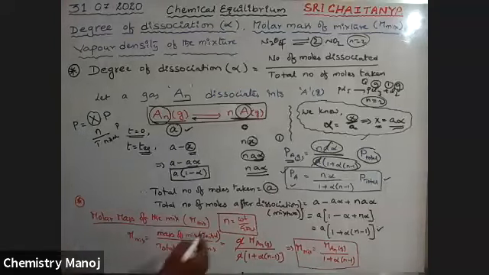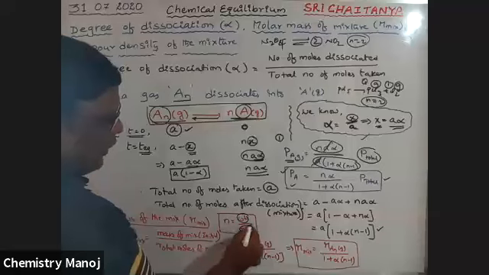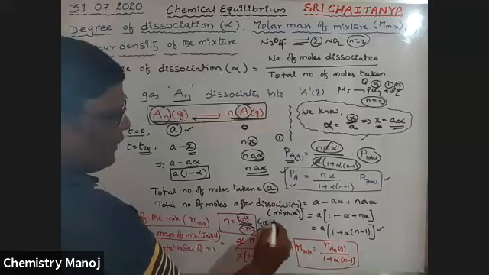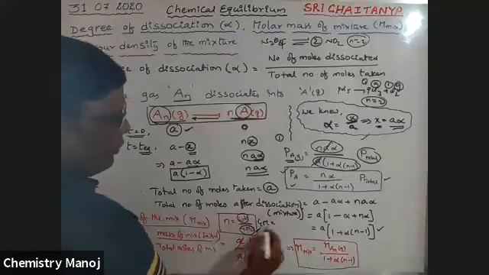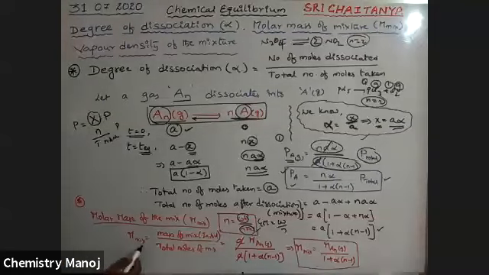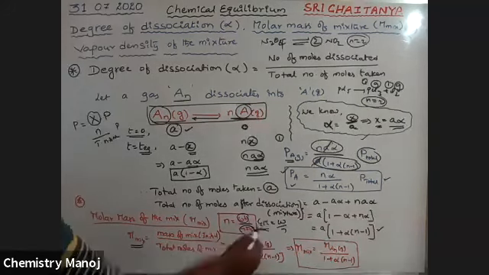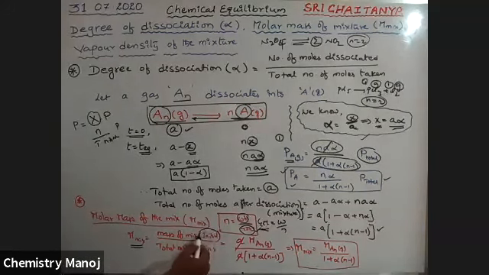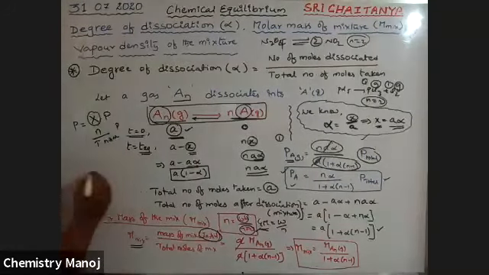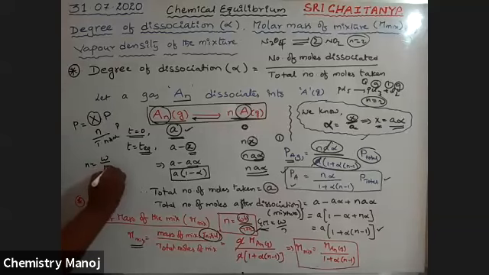Now I'm trying to calculate the molar mass of the mixture. We know number of moles is equal to weight by gram molecular weight. Now I'm trying to calculate gram molecular weight. Gram molecular weight is equal to weight by number of moles. So molecular mass of the mixture is equal to mass of the mixture initially taken by total moles of the mixture. How many moles are initially taken?